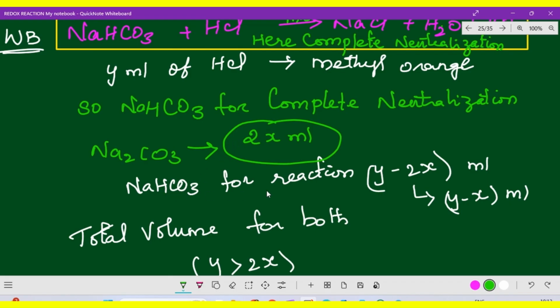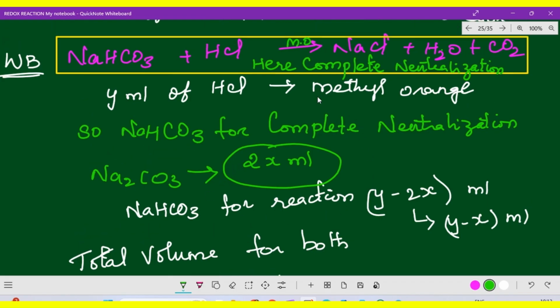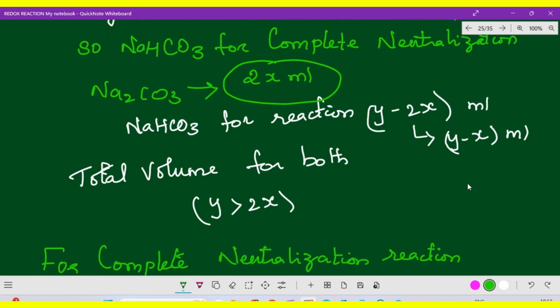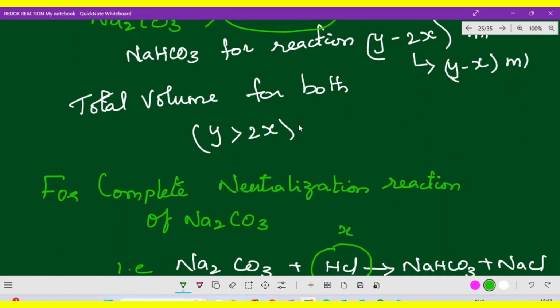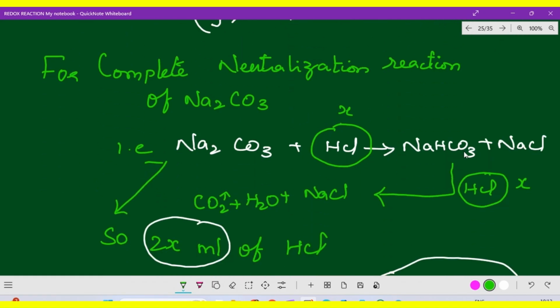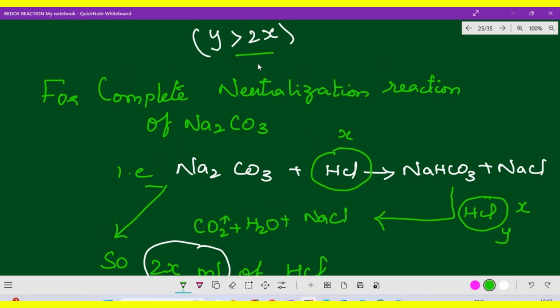For the NaHCO3 reaction, this is y, it has been mentioned, no? So that means y minus 2x, so y minus x. So total volume for both, y is greater than 2x. I just want to bring that. This is 1x and this is 1y. So that means this is faster than this. That's why I just mentioned y is greater than 2x.